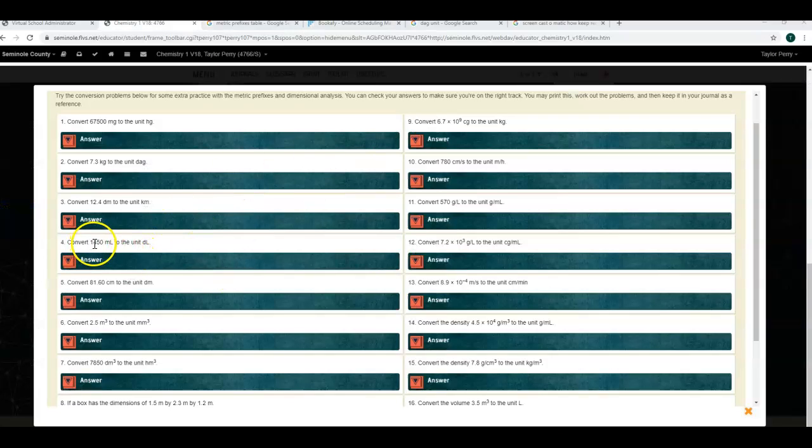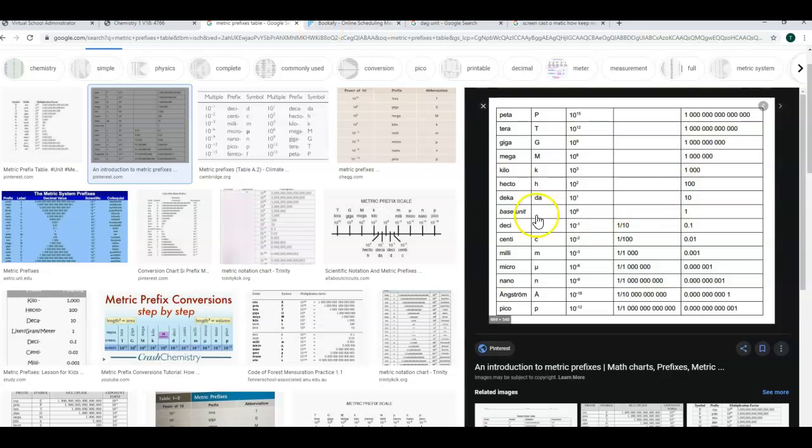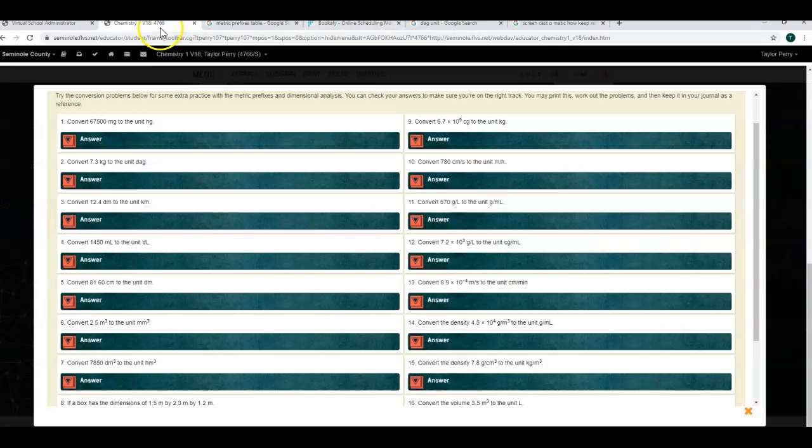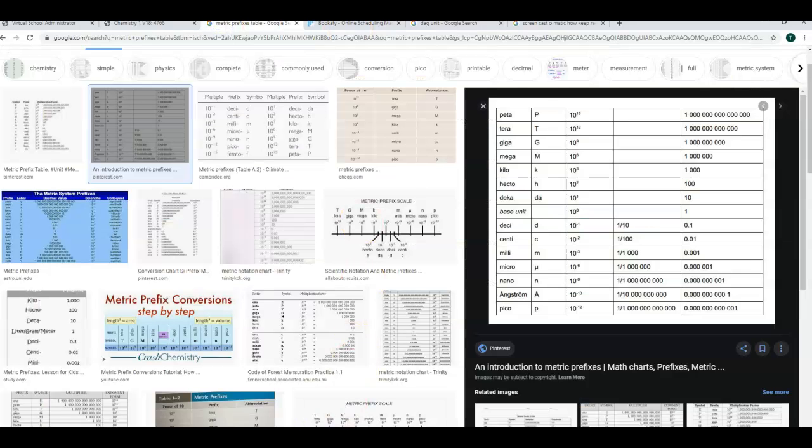Convert 1,450 milliliters to the unit, what is that, decaliters, I think? Maybe not. Maybe it's deciliters, actually. Yeah, deciliters. My bad. All right, so that's not too hard. So again, same idea. The only way we convert between prefixes is to go through the base unit. So what I mean by that is we're starting with milliliters. We need to first, I know it didn't say it here, but we need to first convert that to liters and then to deciliters. So it's going to be a 2-step conversion. All right, so that's okay. So let's just do that here.